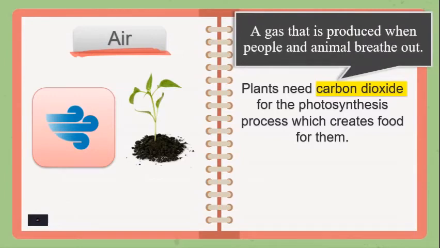What is carbon dioxide? Carbon dioxide is a gas that is produced when people and animals breathe out or when certain fuels are burned, and that is used by plants for energy. This is very essential for the photosynthesis process.